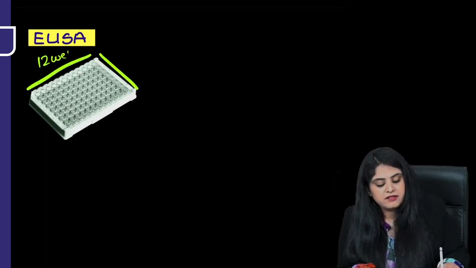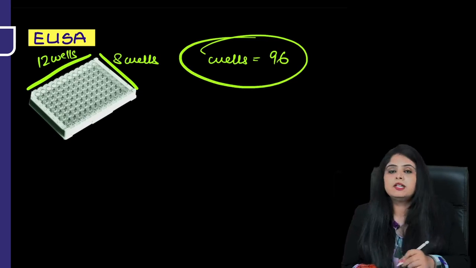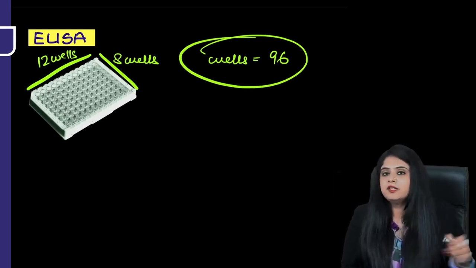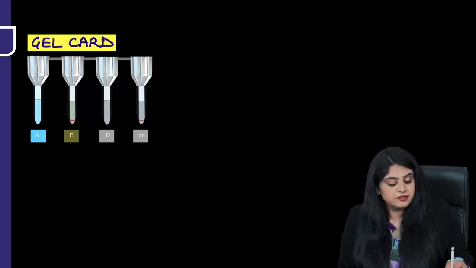They ask you there are 12 wells in this direction, there are 8 wells in this direction. So the total number of wells are going to be 96. Bas itna poochte hain, total number of wells 12 and 8 ke hisaab se it is 96 wells. What else can you use for blood grouping? Gel card analysis. They've used anti-A, anti-B, anti-D and control.